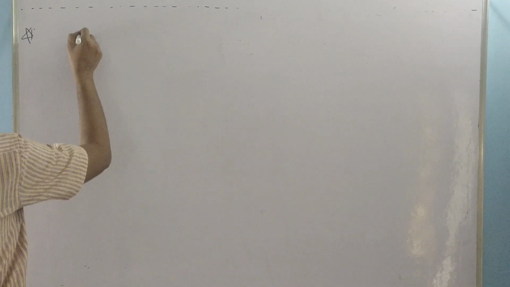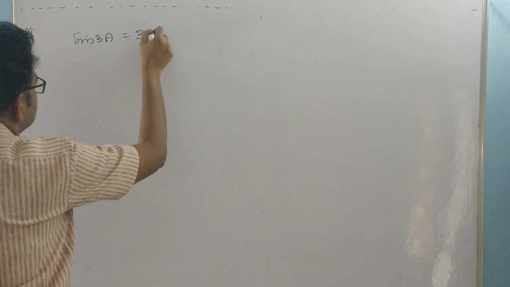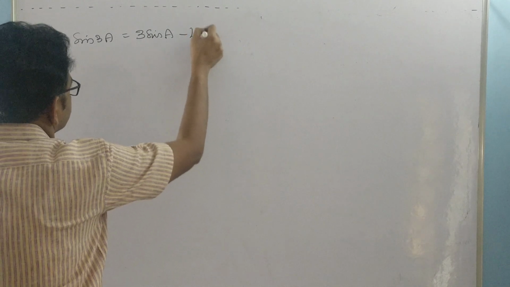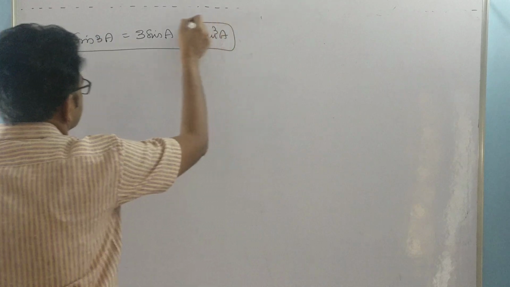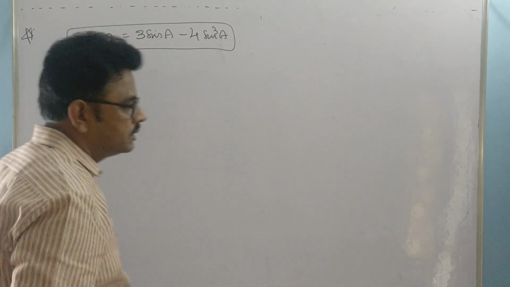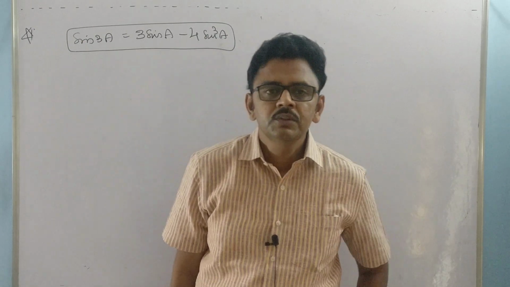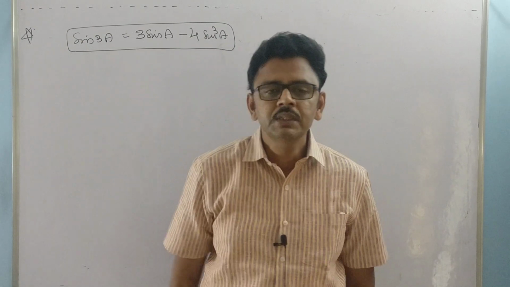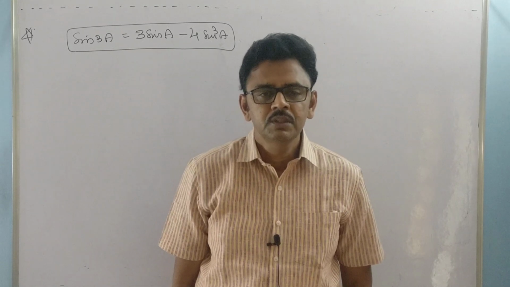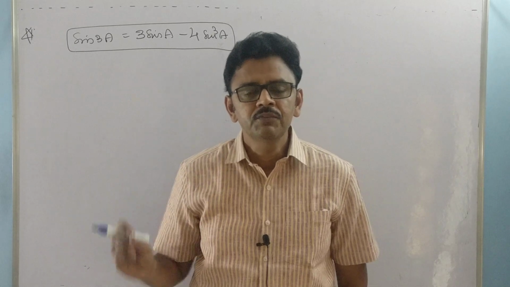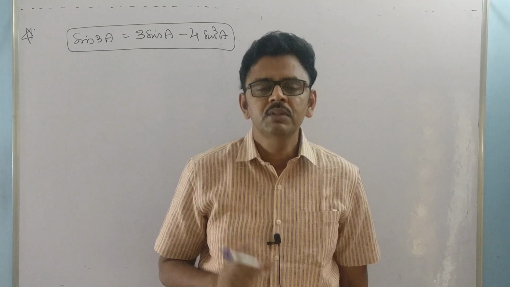Sin 3A formula. Sin 3A is equal to 3 sin A minus 4 sin cube A. In trigonometry, there are so many formulas. To remember these formulas, you have to practice more. Without the formulas, it is not possible to solve the problems. Every problem depends completely on the formulas. So you have to practice more number of times, then you feel more comfortable while solving the problems.